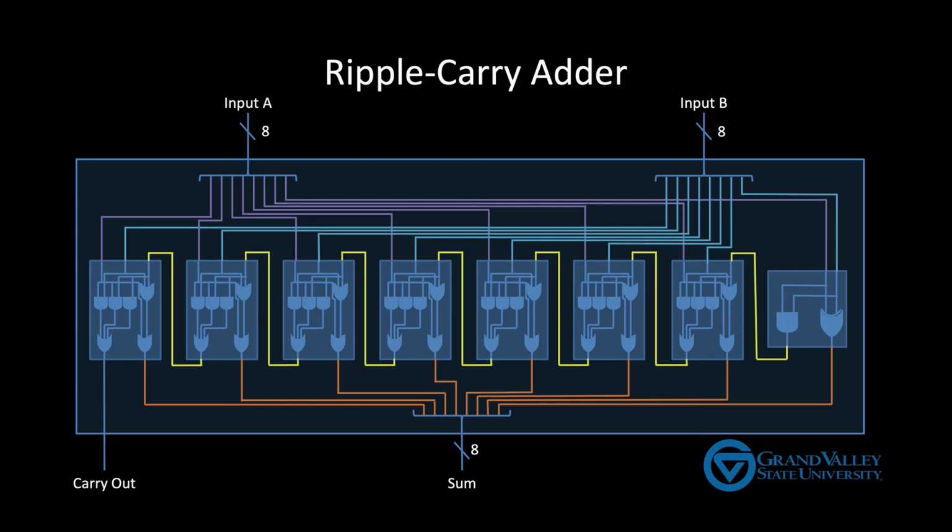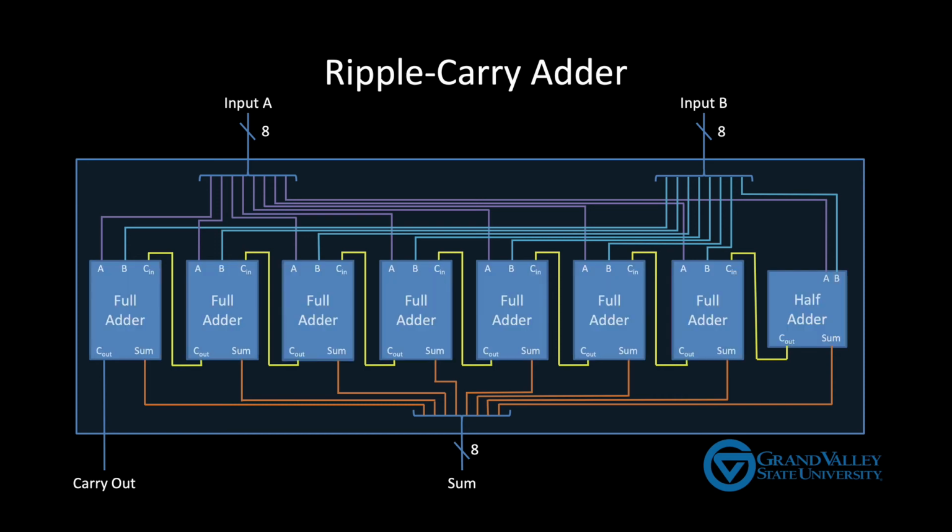But if you want to be able to add bigger numbers, you can just continue this pattern and make a longer chain of full adders. Be aware that if you look up the implementation of a RippleCarry adder in a textbook or a web page, you will typically see something more like this, where the full adders are just labeled boxes and don't show you the details of how that full adder is implemented.